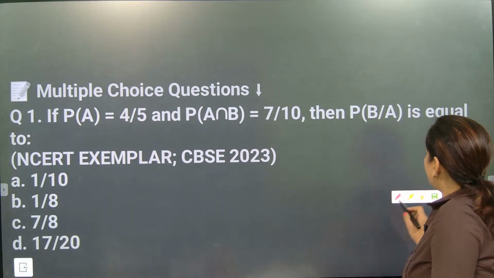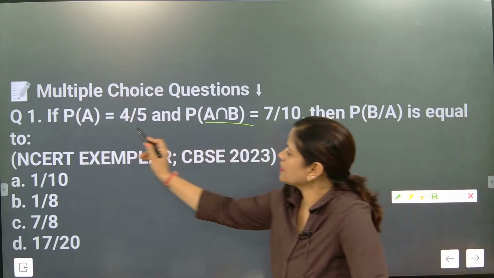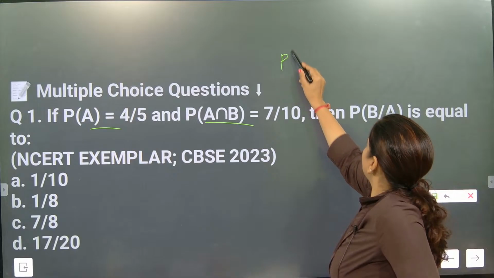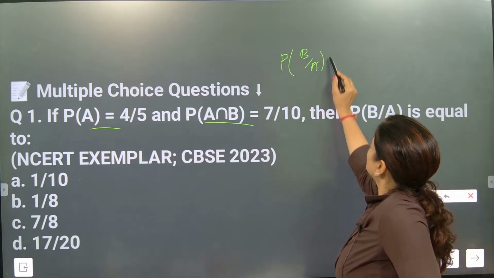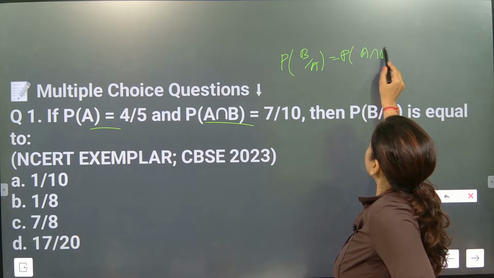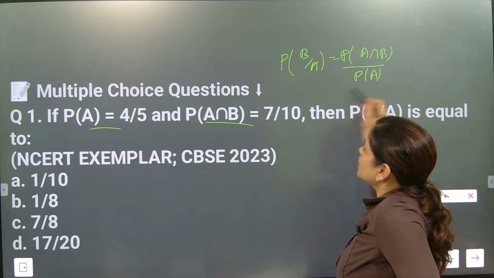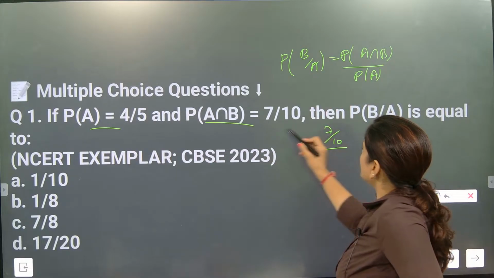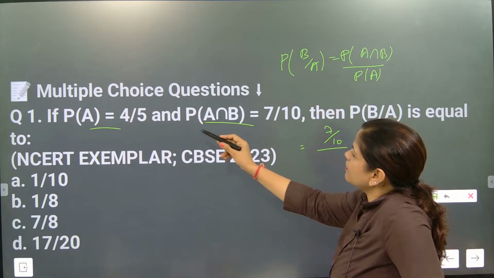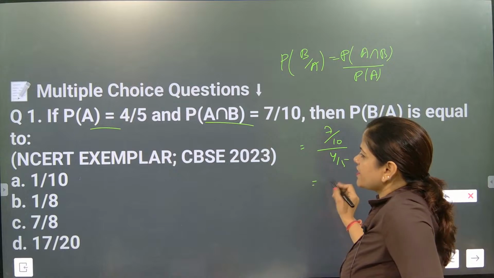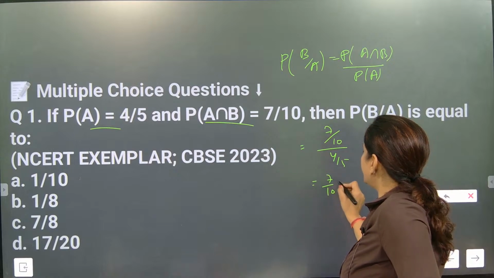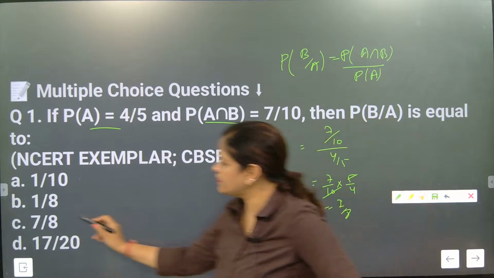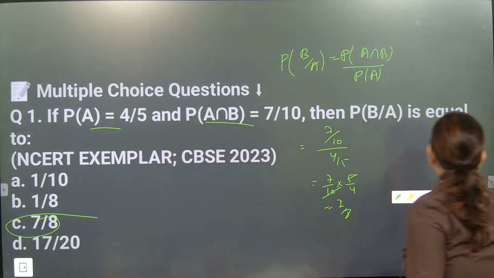So this question is P of A intersection B. So P of B by A is equal to P of A intersection B by P of A. P of A intersection B is 7 by 10, P of B by A we have to find, and P of A is 4 by 5. So the answer will come 7 by 8, because 7 by 10 into 5 by 4 cancels to 7 by 8. Just as in the previous part we solved, option C is the answer. So this is the way to solve the question.